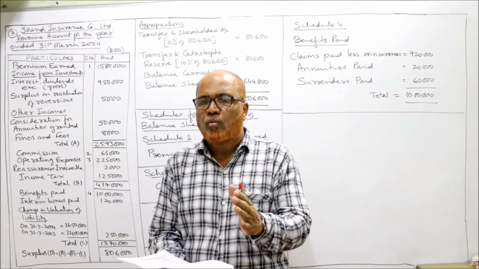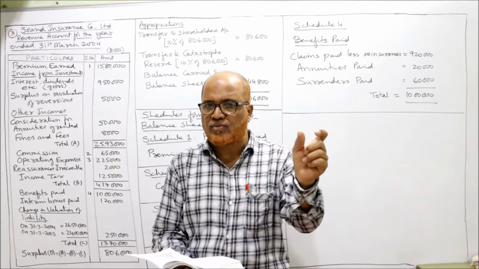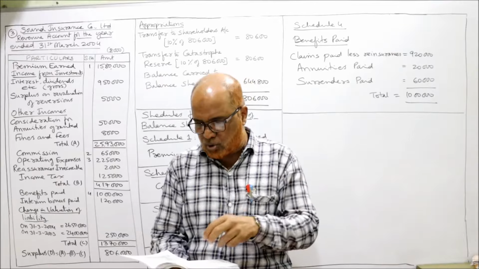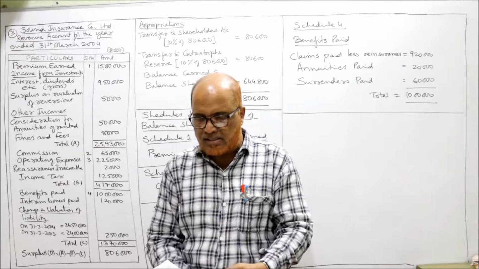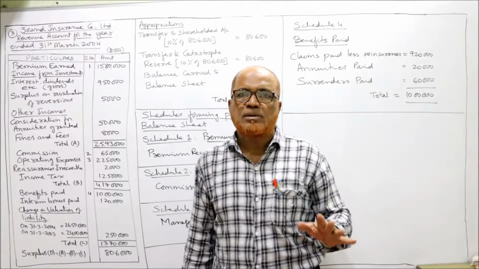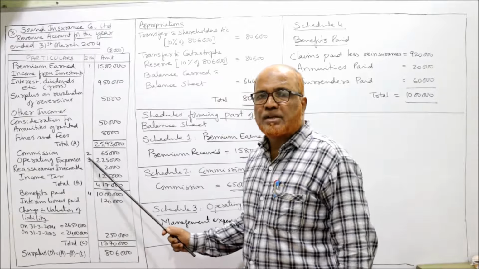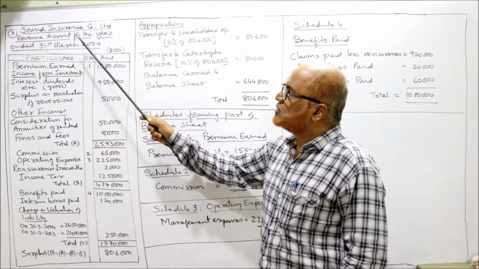So simply whatever surplus we get, of that surplus 10% we are transferring to shareholders account and 10% to catastrophe reserve, and the balance carried over to balance sheet. That's all. This is the problem. So in this problem some 3-4 new points are coming. So how to represent that? I'll show it in the solution.